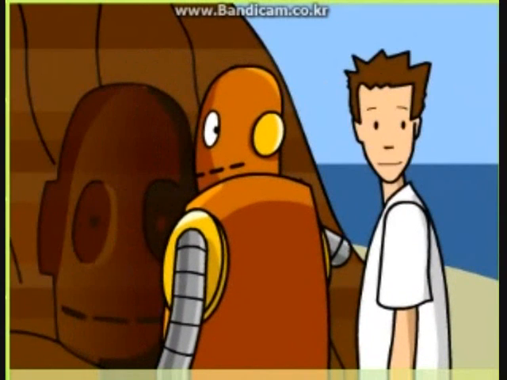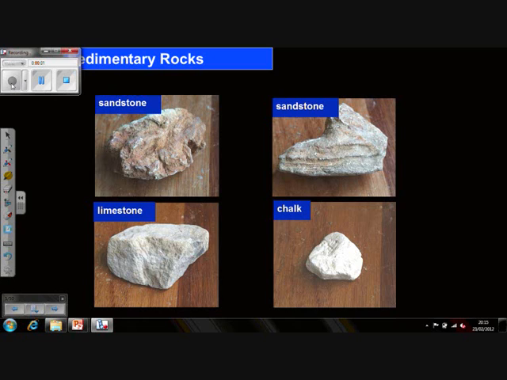We'd better get going. Sedimentary rocks. Here are some examples. We have sandstone, limestone, and chalk. Look carefully at the sandstone because it can look slightly different. But the important thing about all sedimentary rocks is the fact that they are made in layers.